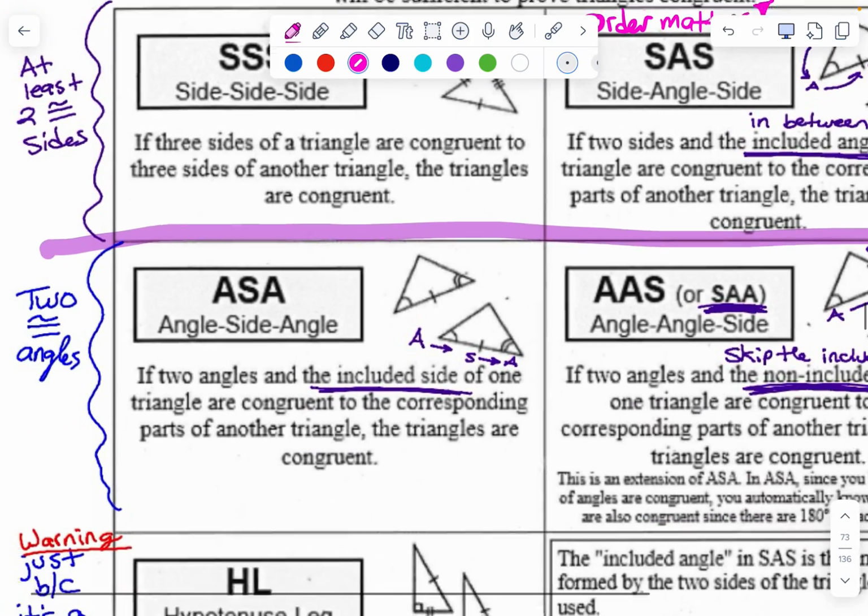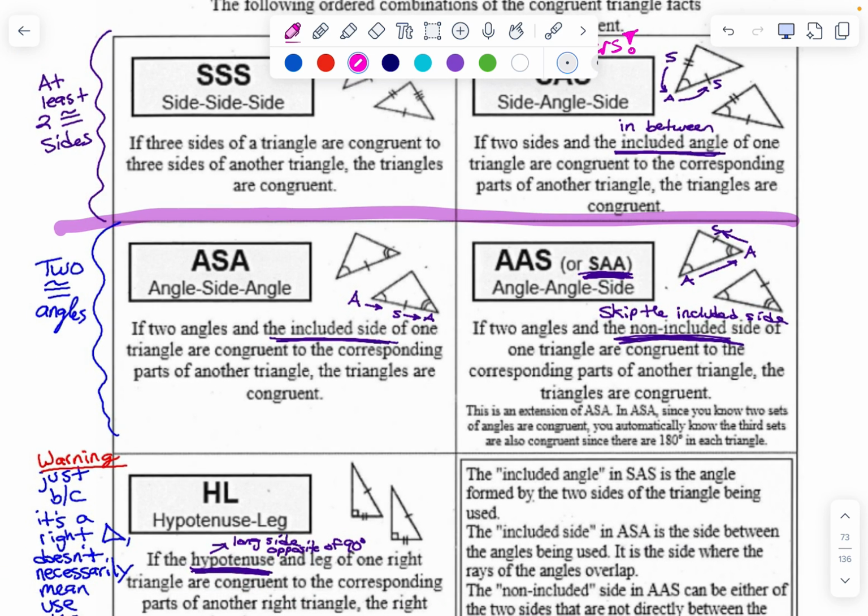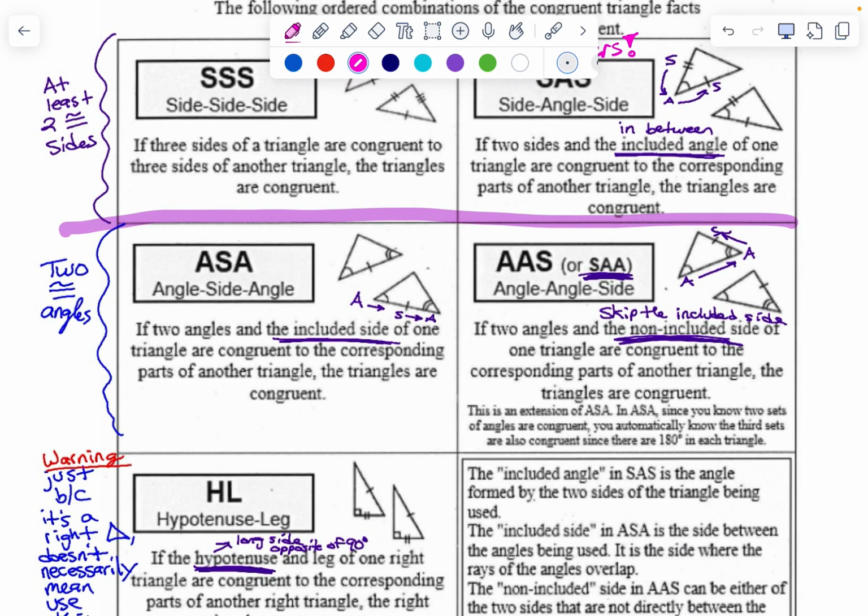All right, next section. Note that these each have two angles, not at least, but just two angles, and only one side. So take a look at these two. Do you see how they both have two A's and an S? And so if you don't acknowledge that order matters, you'll be like, why do we have those separate? They're the same. They both have two angles and a side.